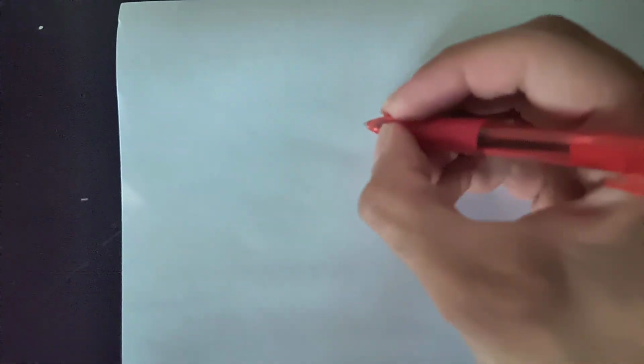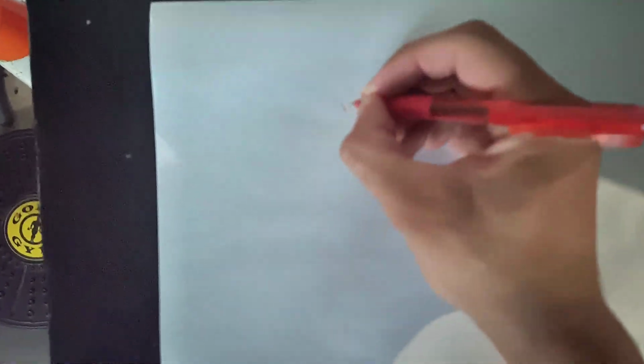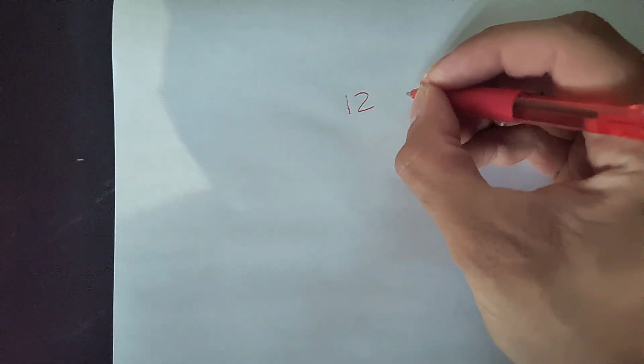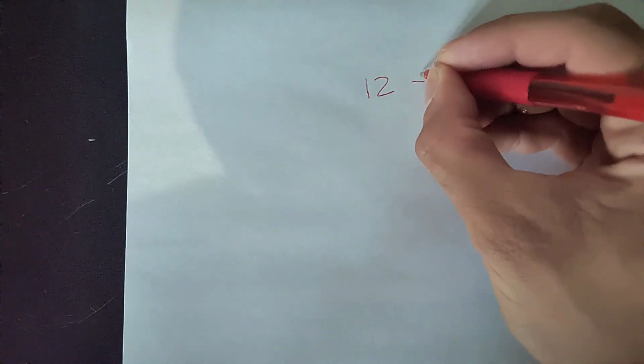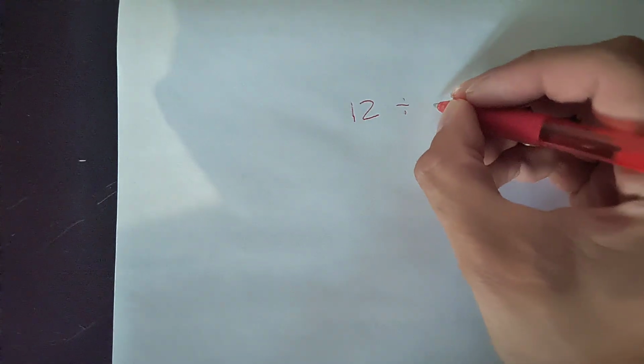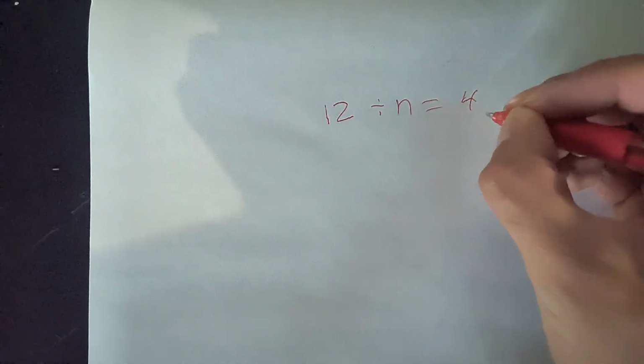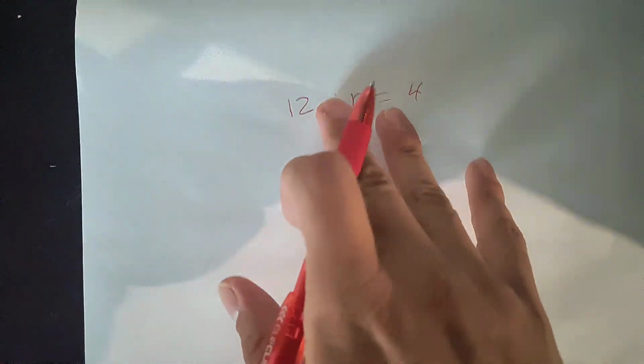So let's say I had the equation 12 divided by n is equal to 4. What is n? We have to figure out what n is. Okay, well, let's think about this. So we have 4. That's the number we got.